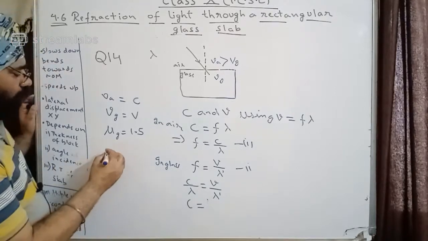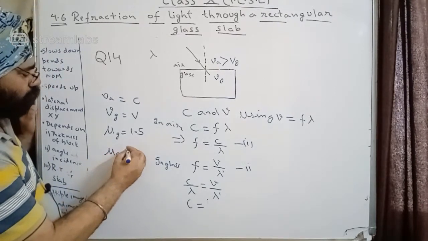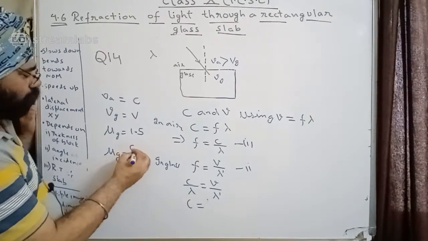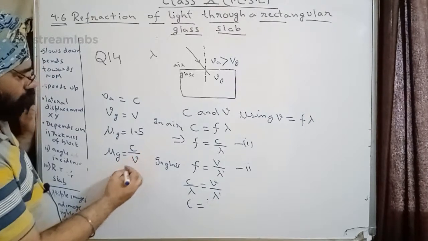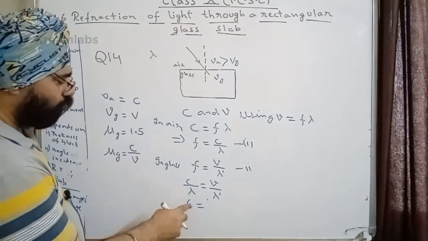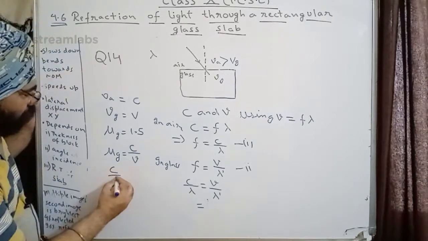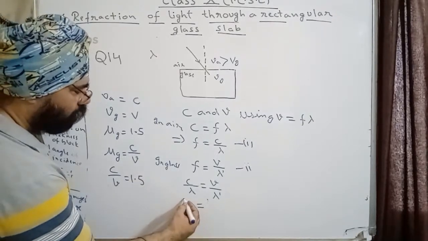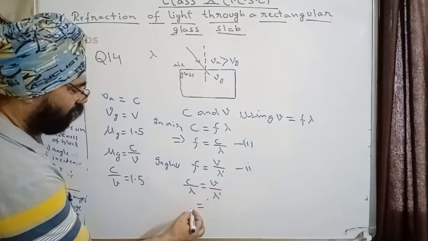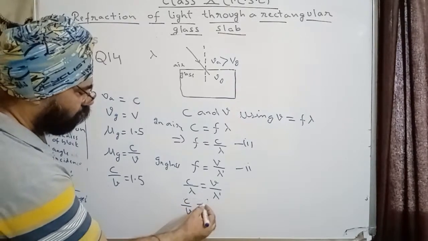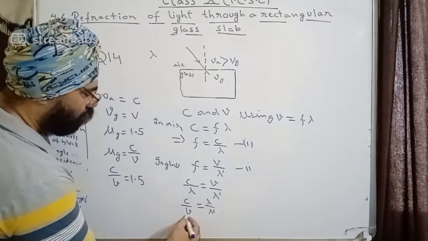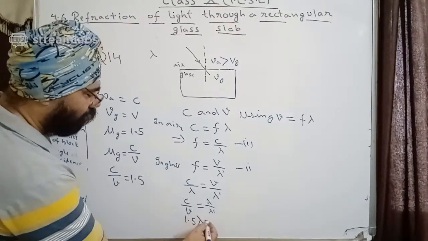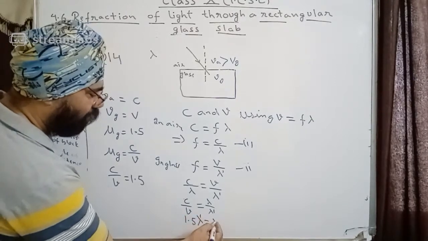So we know that refractive index of glass is equal to speed of light in air by speed of light in glass. Got it? Which means C by V हमें दिया हुआ है 1.5. So C by V is equal to 1.5. Okay, so this becomes C by V, हम इधर ले आए, C by V is equal to lambda by lambda dash. So 1.5 हो गया. Okay, which means 1.5 lambda dash is equal to lambda.